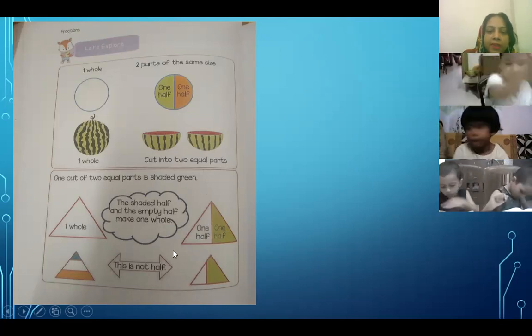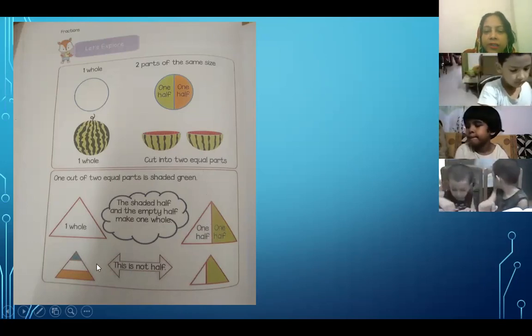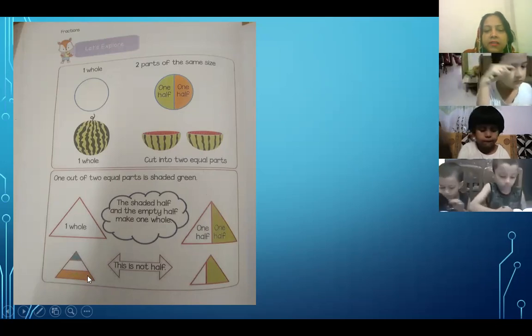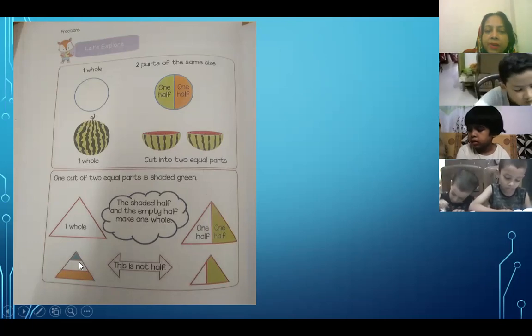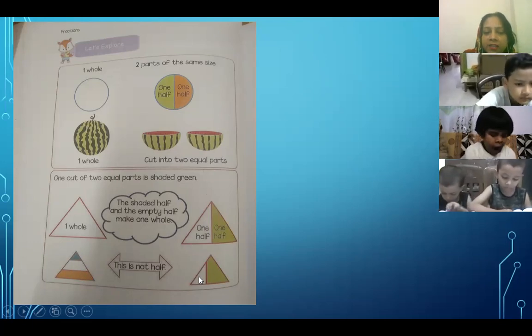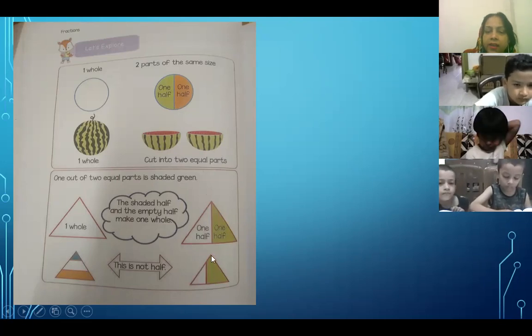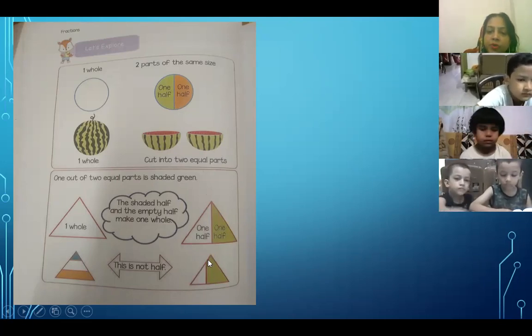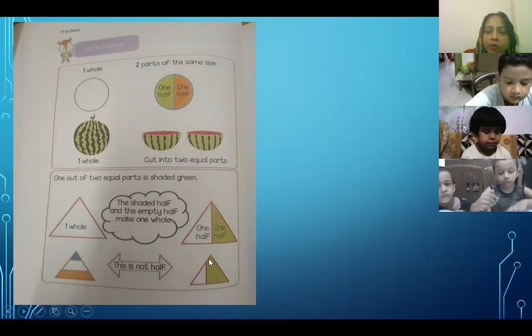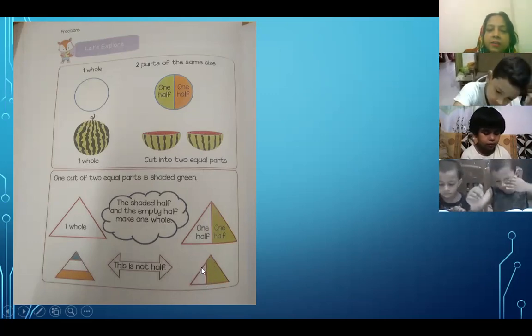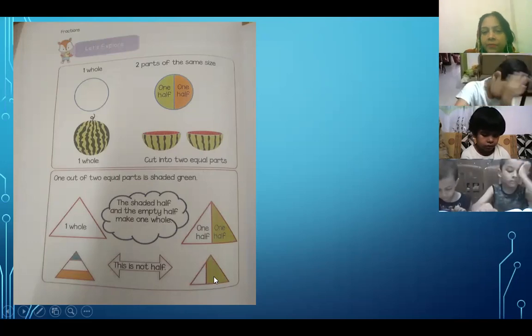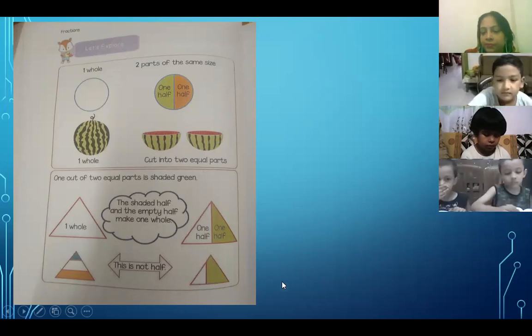Okay. This triangle is not half. Look at this. This triangle is not half because it's not cut into equal pieces. If you want a half, you have to cut one thing into equal pieces. Just see, this little side, it's not equal.